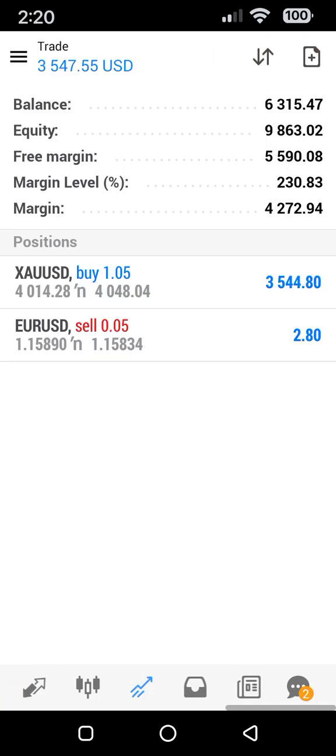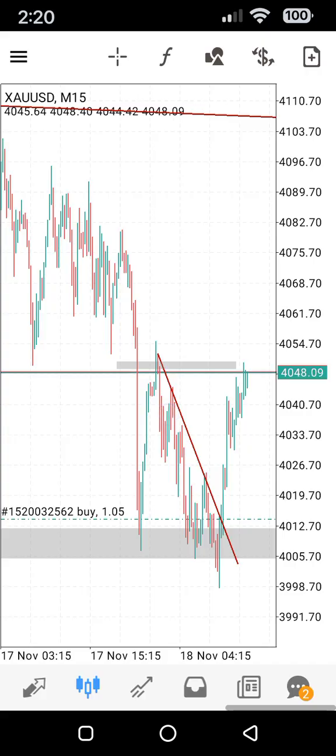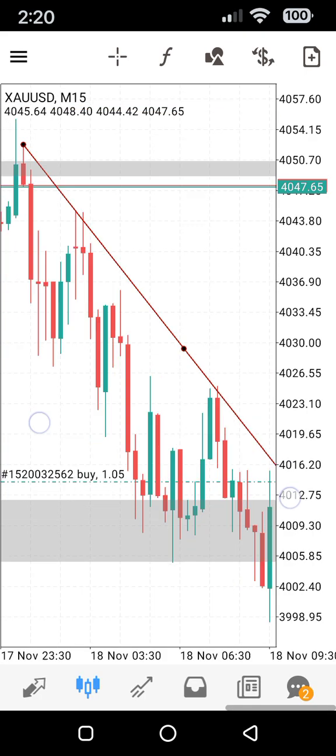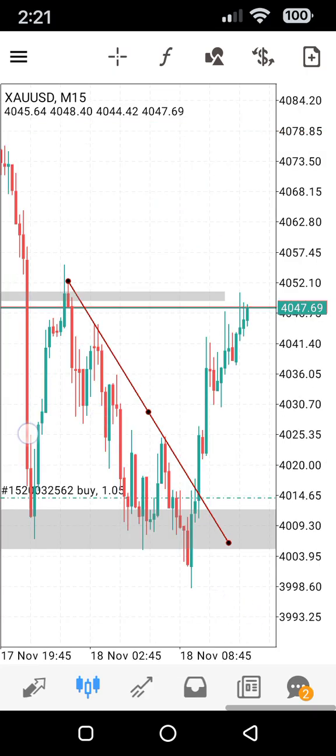Okay guys, so this is my account. I've been trading gold today. For this trade I wasn't actually expecting it to even buy, but because of the trend line and stuff, I was expecting that price could potentially break and make that continuation.